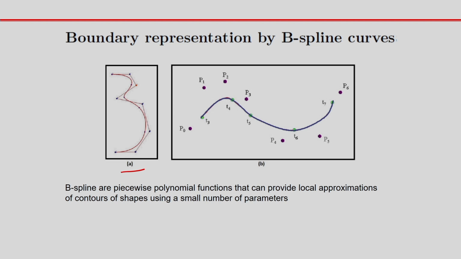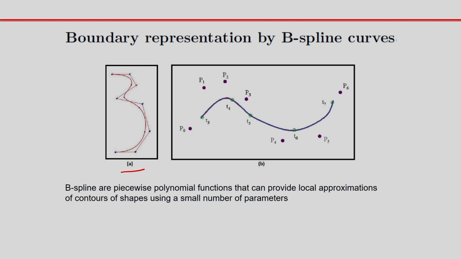So because of this, the B-spline representation results in compression of the boundary data. Instead of storing the entire boundary pixels, what can I consider? I can only consider some parameters, and by using these parameters I can represent the boundary. That is why the B-spline representation results in compression of boundary data.